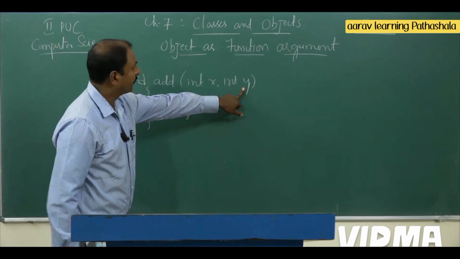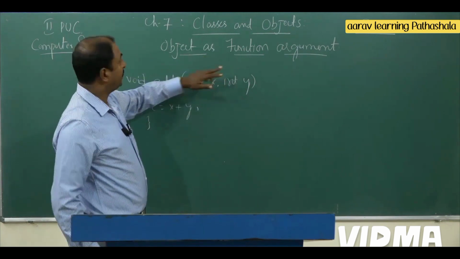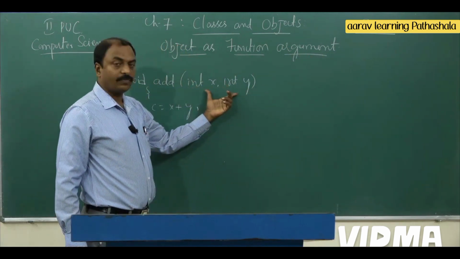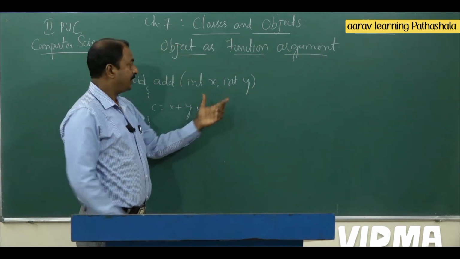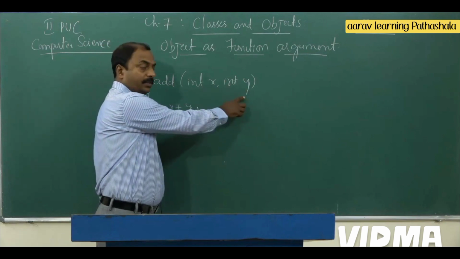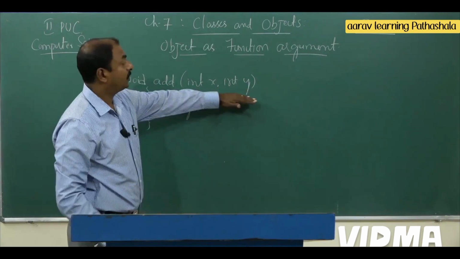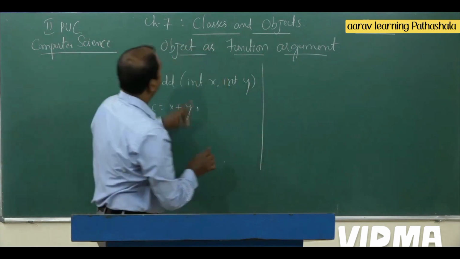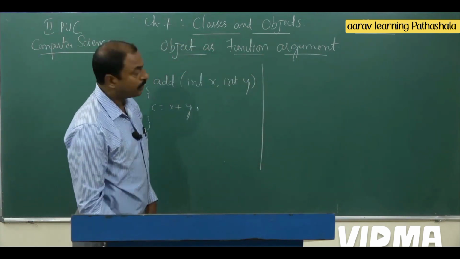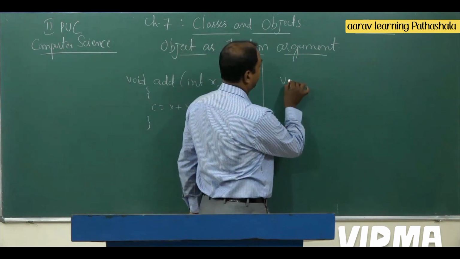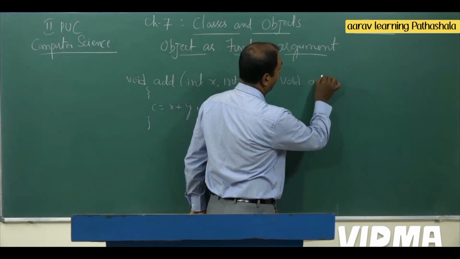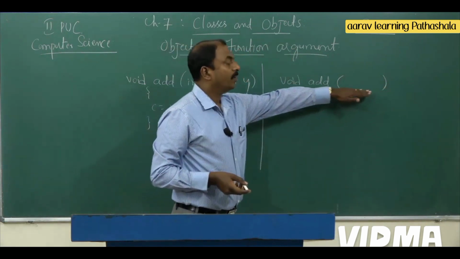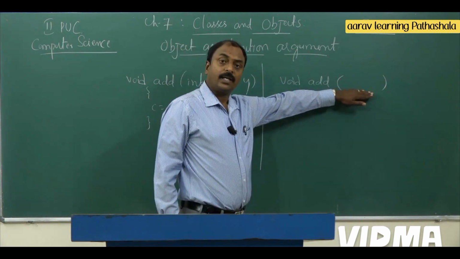And here, the concept is object as a function argument. If you look at this, this is called an argument of a function. In this example, these two are variables. This is not an object of a class. So what is the meaning of object as a function argument? Suppose I write a function, for example, void add, and here I am going to write the object as an argument.